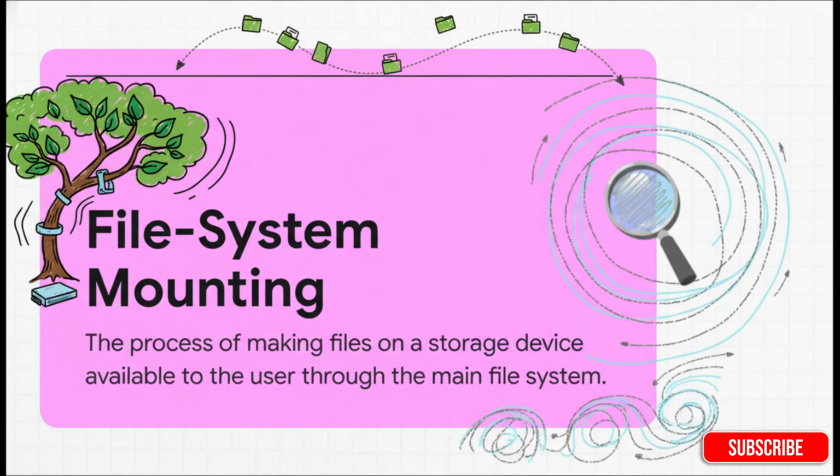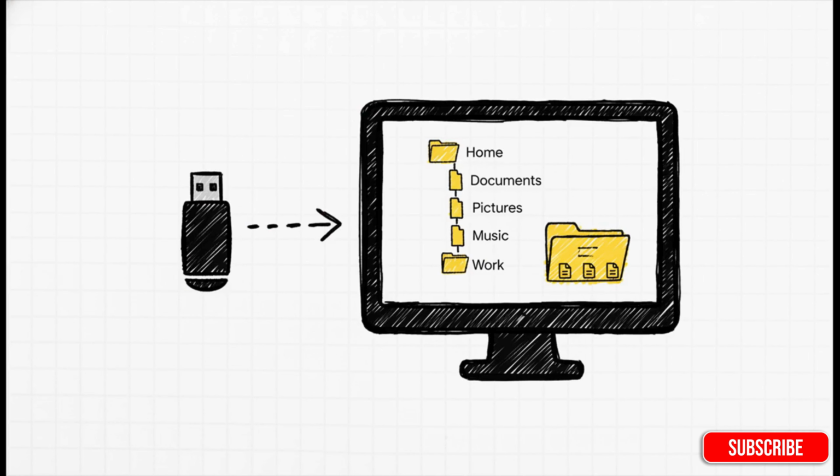Mounting is essentially the act of attaching a new branch onto your existing directory tree. The operating system takes the file system from that external device and just grafts it onto a specific point in your main file system. And just like that, everything on the drive becomes instantly accessible. And that right there is the elegant solution.